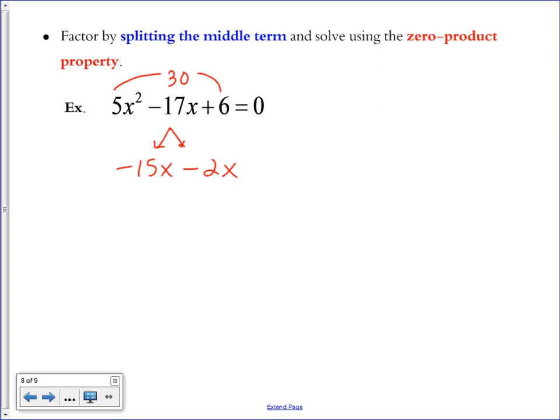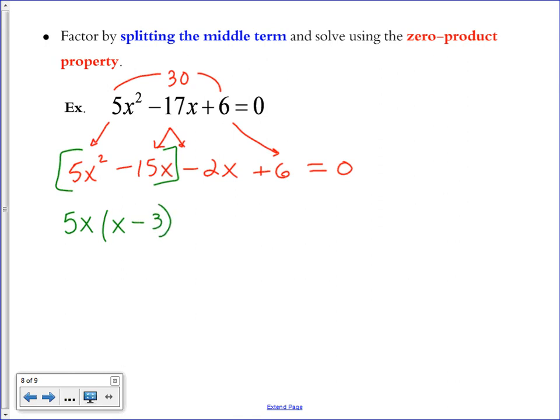We bring down the first term and the last term, and now we have 4 terms in a row that we can factor by grouping, the way I just demonstrated on the slide before it. So if you look at just the first 2 terms, you can factor out a 5x, leaving you with x minus 3. If you look at just the second two terms, you can factor out the negative 2, leaving you with x minus 3.